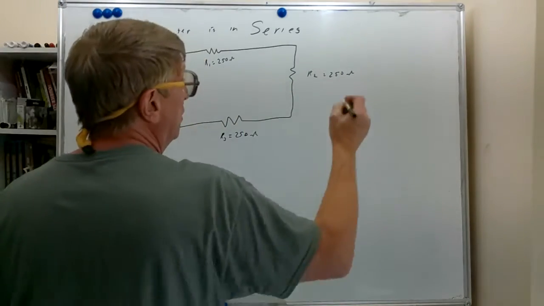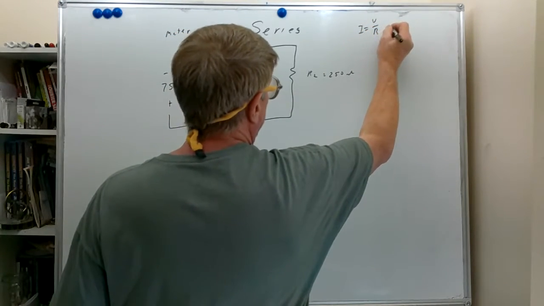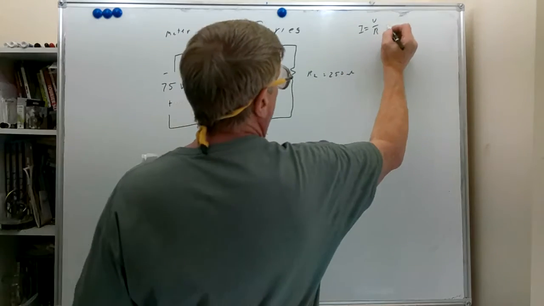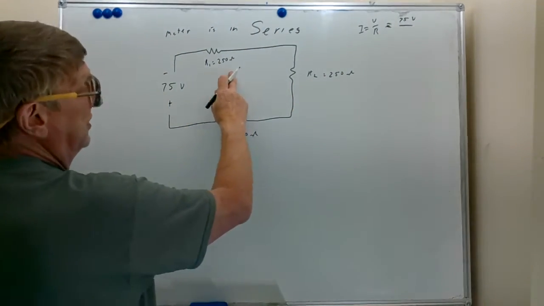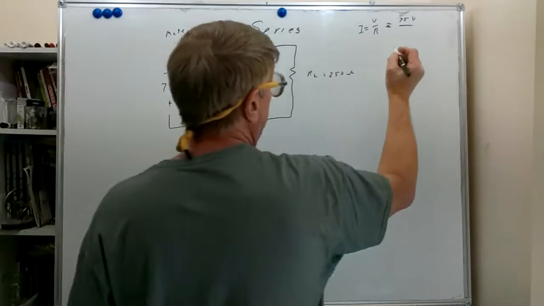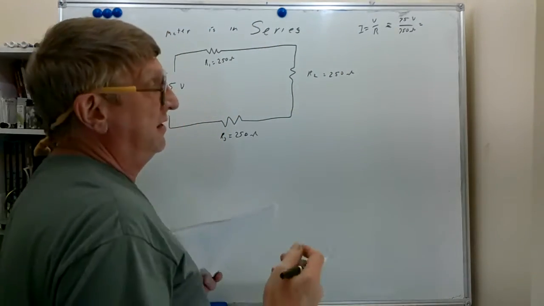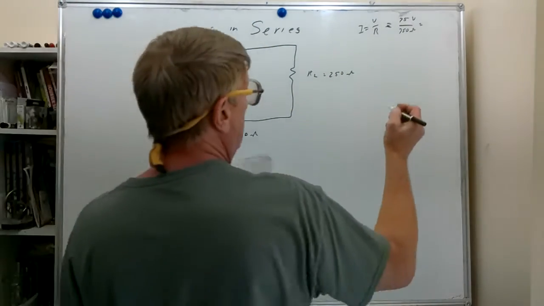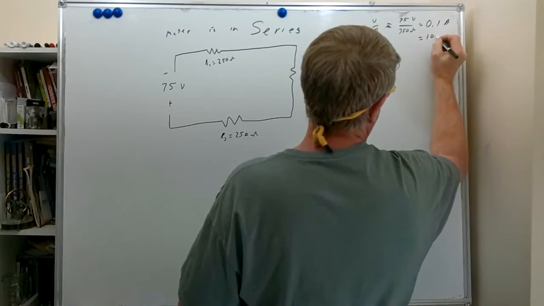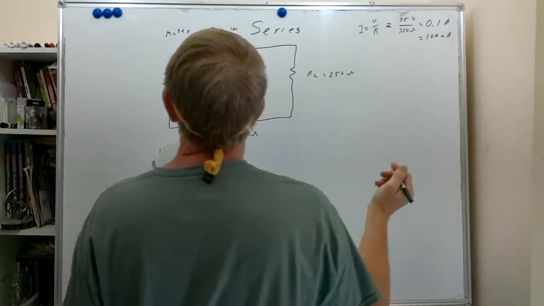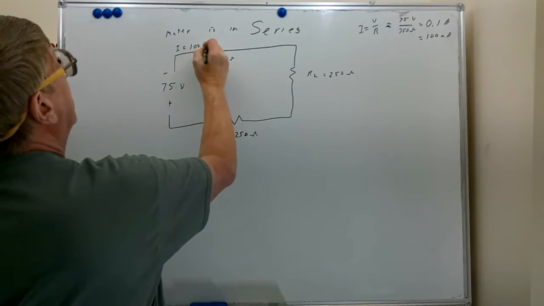We have current I equals voltage over resistance, and here we have 75 volts, and our resistance is 750 ohms, which if we divide that out, comes to 0.1 amps, or we call that 100 milliamps. So we're going to have a current here of I equal to 100 milliamps.